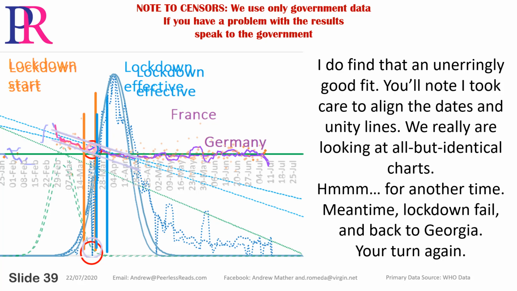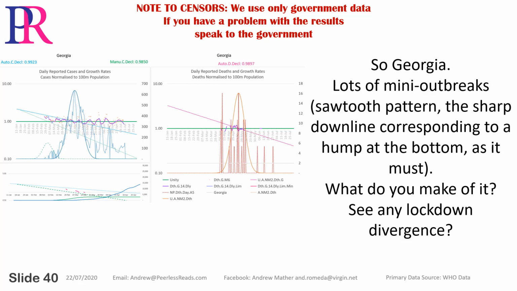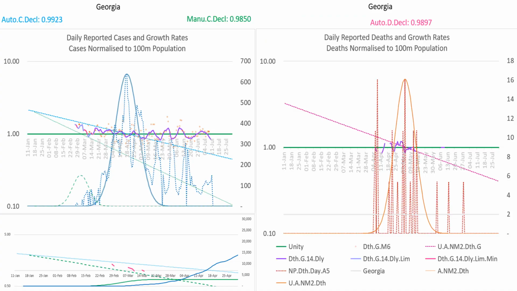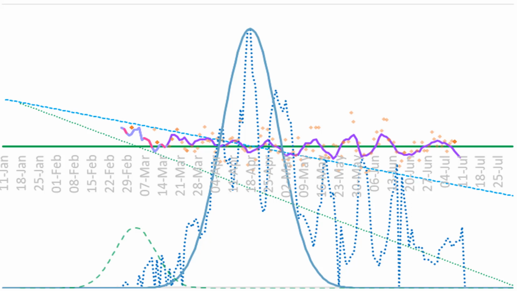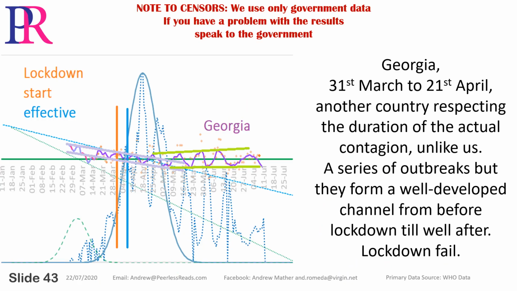Your turn again. So Georgia, lots of mini outbreaks, sawtooth pattern, the sharp downline corresponding to a hump at the bottom, as it must. What do you make of it? See any lockdown divergence? So, 31st of March to 21st April, another country respecting the duration of the actual contagion, unlike us. A series of outbreaks, but they form a well-developed channel from before lockdown till well after.